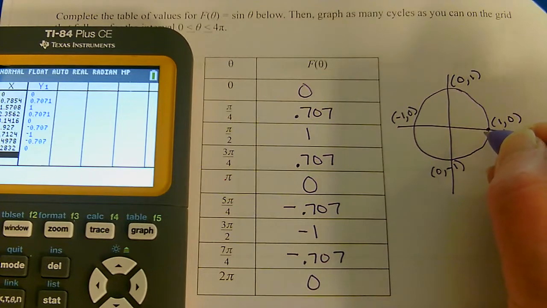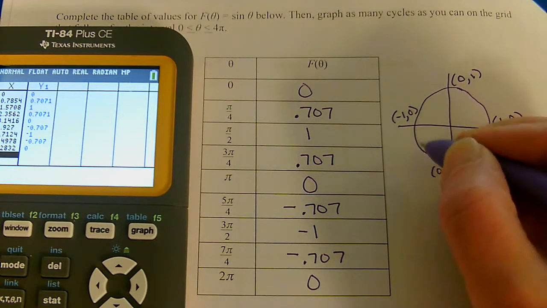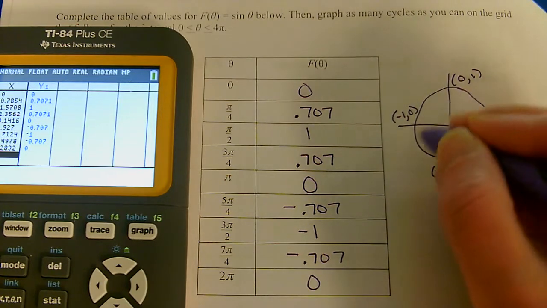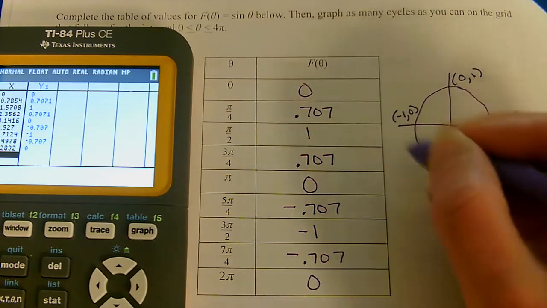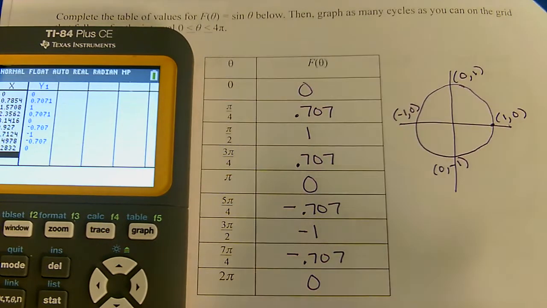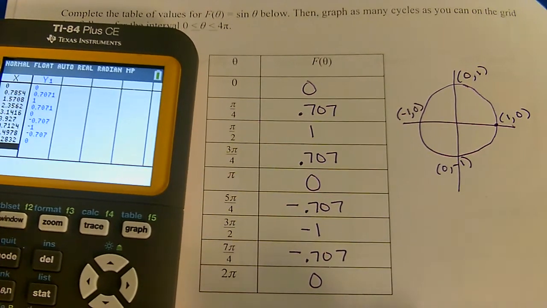And as you go along, you're going to go back around the circle again all the way to 4 pi. So this pattern is going to repeat itself every 2 pi. So I'm going to go ahead and plot these points. I suggest that you pause the video while you plot the points, because I might be a little faster than you.